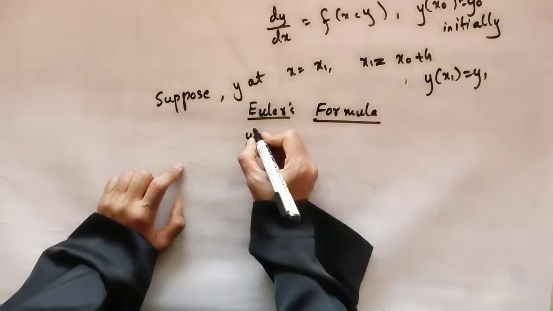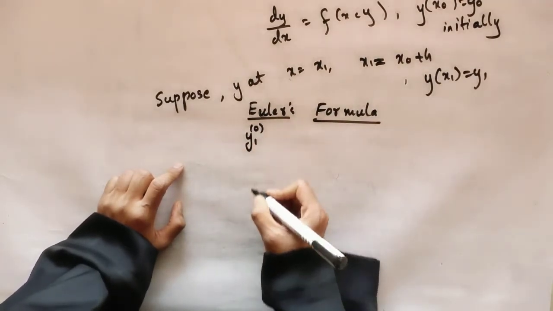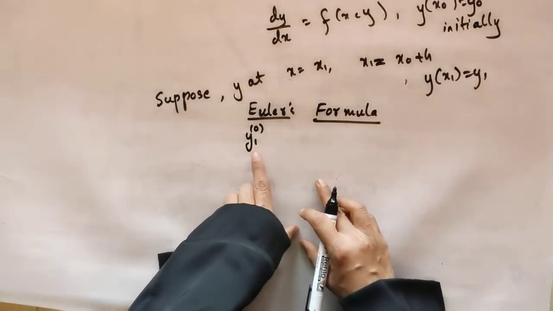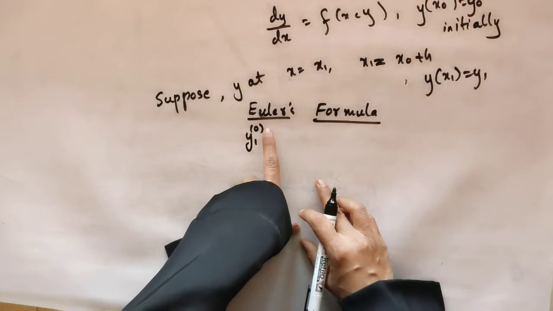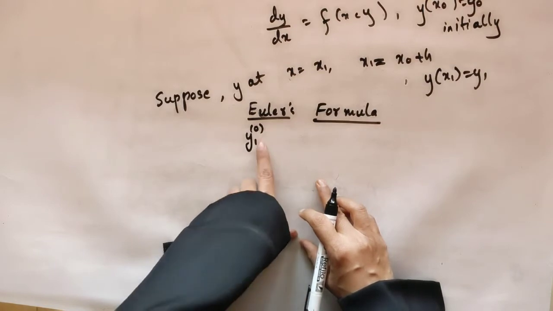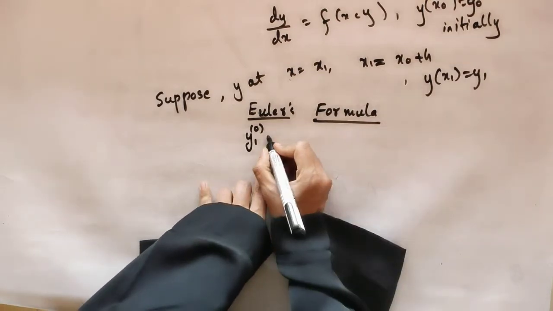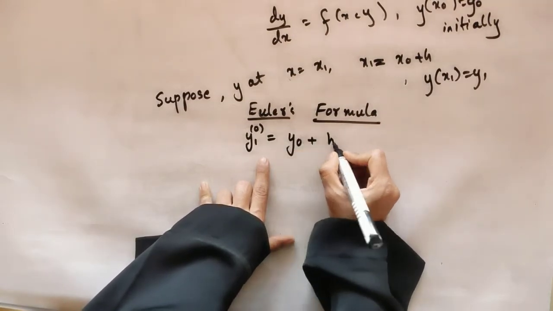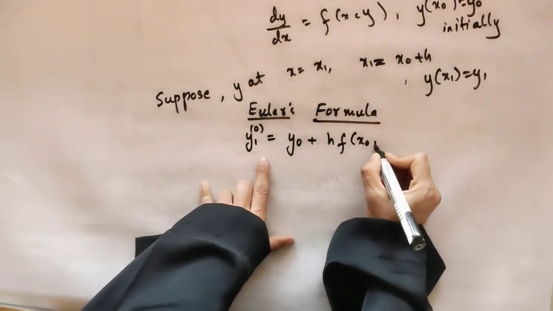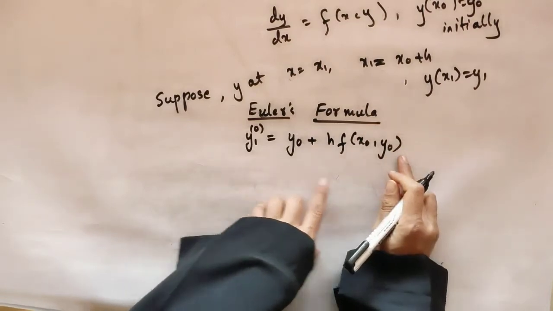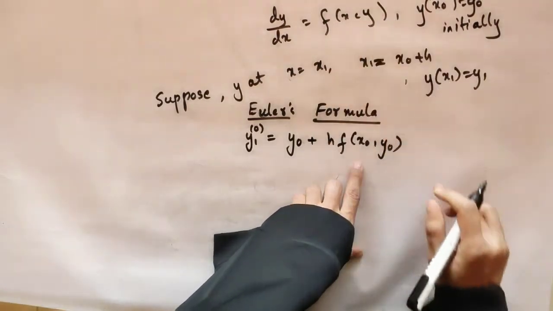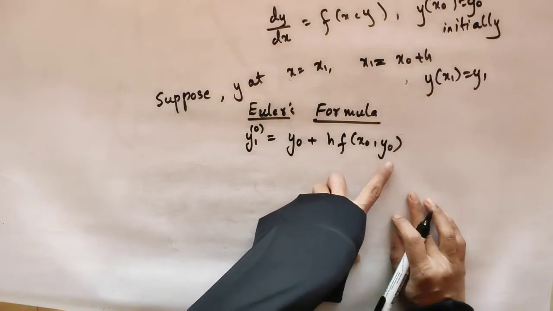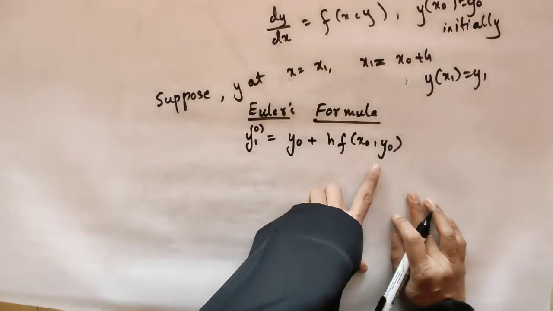Since it is an initial approximation, I'm going to raise it to the power 0 in the bracket. This means we are working for the initial approximated value for y1. Its formula is equal to y naught plus h times f of x naught, y naught. Now what is this f of x naught, y naught? You have f of x,y. From there only you can work for f of x naught, y naught. Just put x is equal to x naught and y is equal to y naught in that function. You will get f of x naught, y naught.